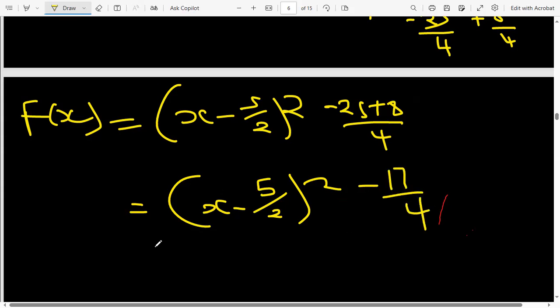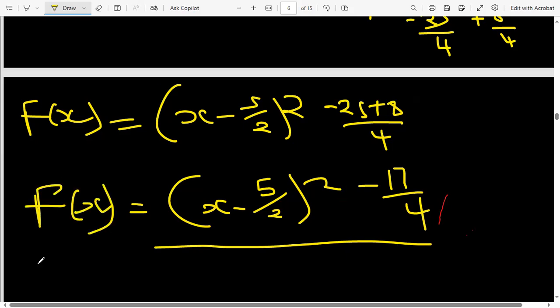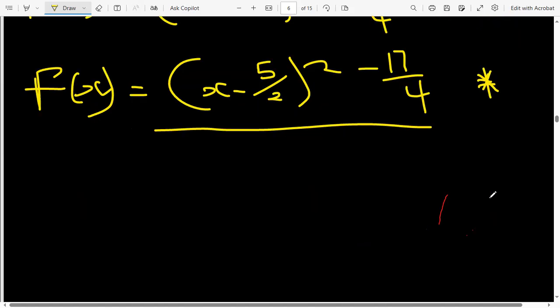So where we have reached here, we have completed the square. We have expressed this f of x in terms of the completed the square form. So from this form, we can get our turning point, and we can also get our line of symmetry, and we can also get the maximum value or the minimum value. Let's sketch first.